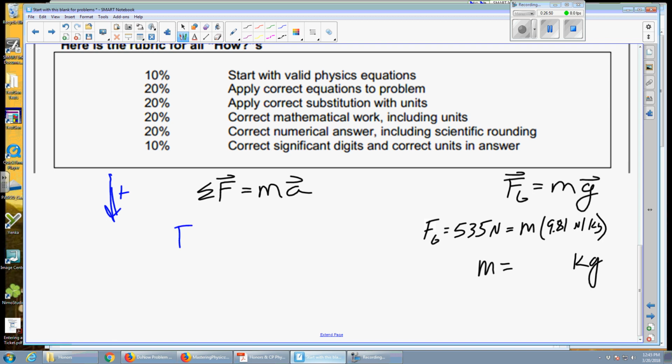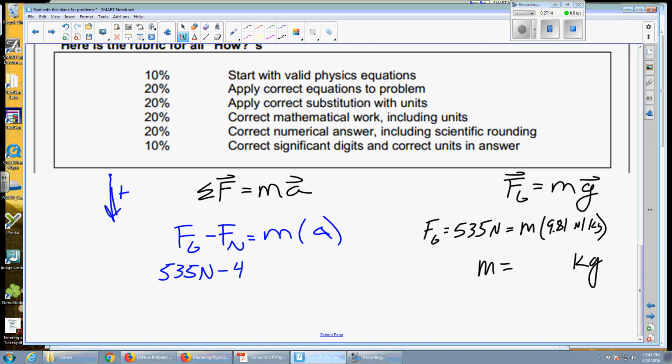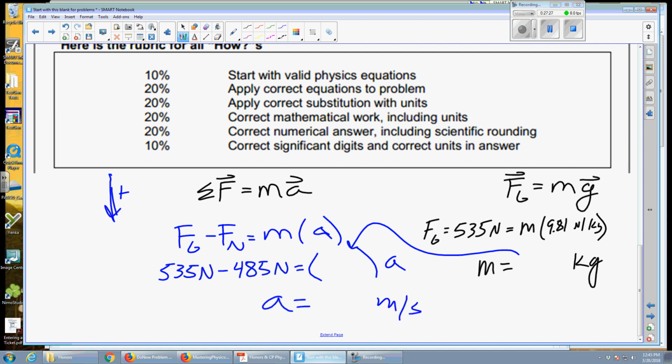That means I have F sub G, which is positive, minus force normal, equals m times a positive a. Well, that works. 535 newtons minus 485 newtons equals the mass I just found out from over here times a. Solve for a, and it'll end up being in meters per second squared.